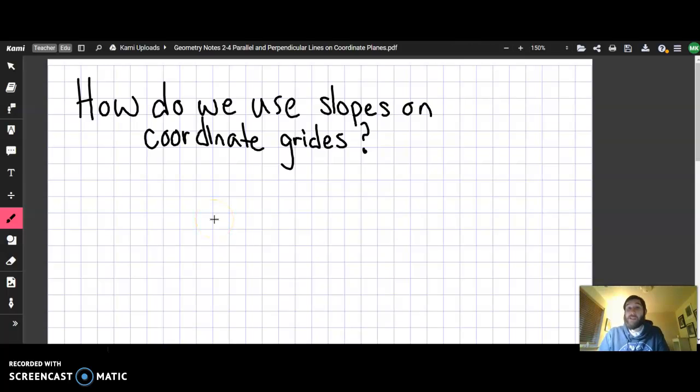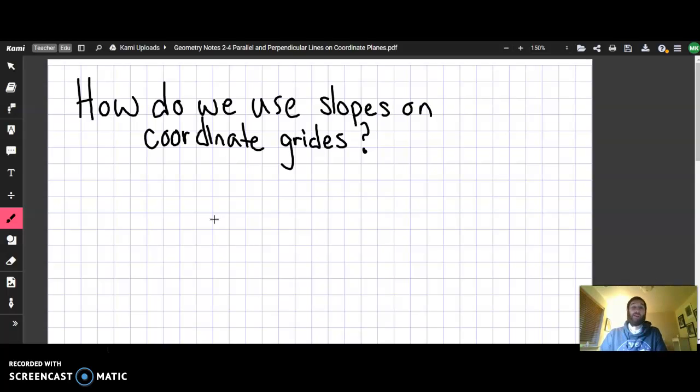Like last week where we reviewed slopes and slope-intercept form, this week we're applying it. We're looking at how we use slopes on coordinate grids. And remember, a coordinate grid is like what you're seeing here with what I'm writing on. It really is just a graph. A coordinate grid is specifically referencing the lattices, the actual lines themselves that make that grid.